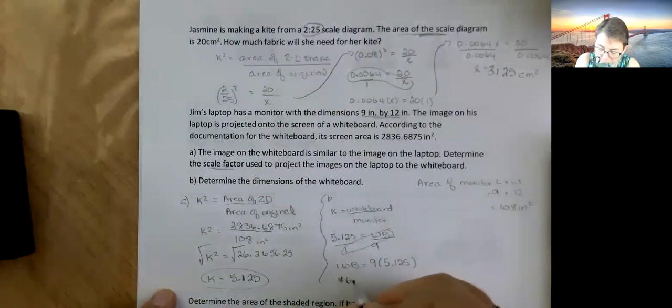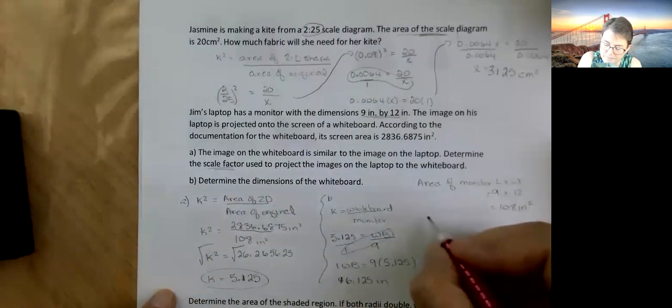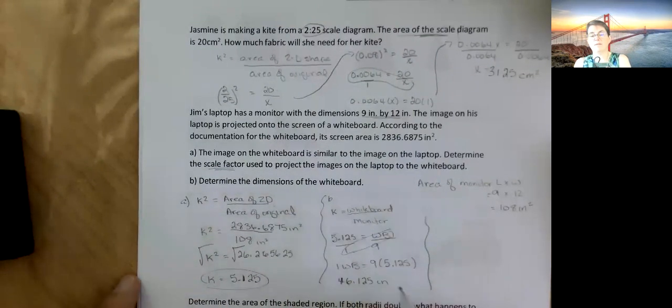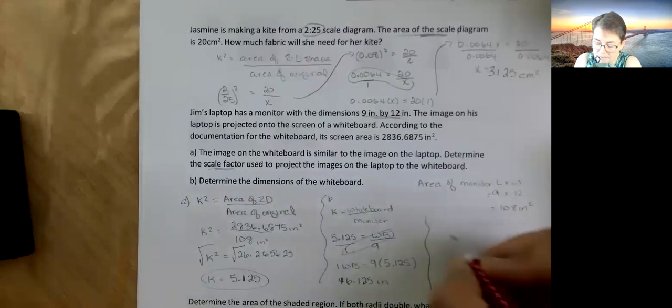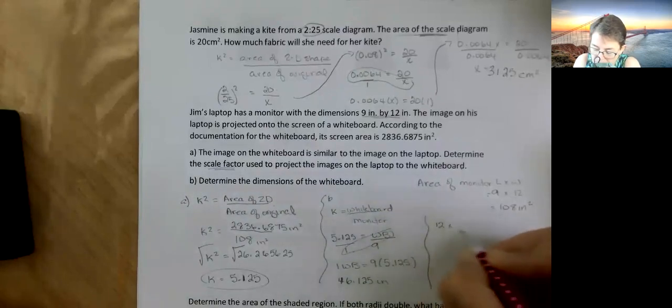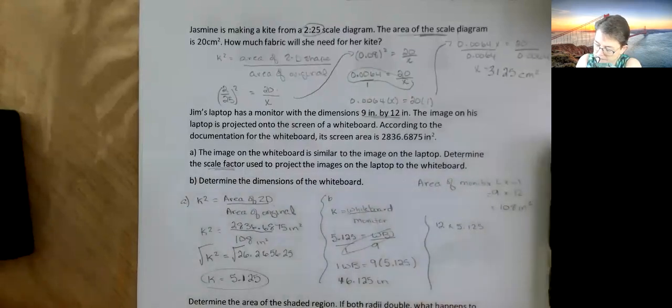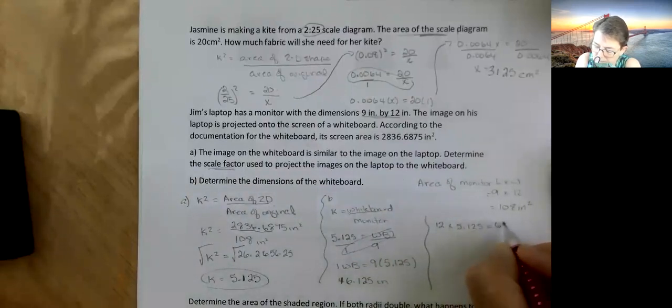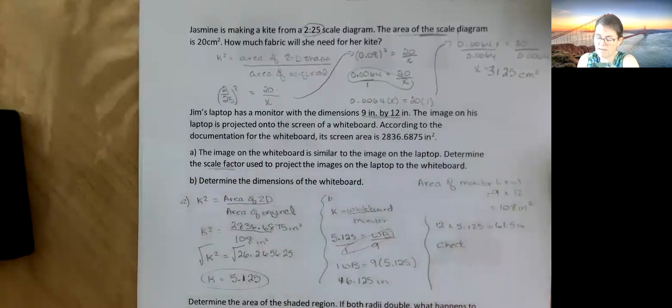Inches. I'm not going to bother with the equation for this one. For the other part, I'm just going to go 12 times 5.125, which is 61.5 inches. And then let's do a quick check.